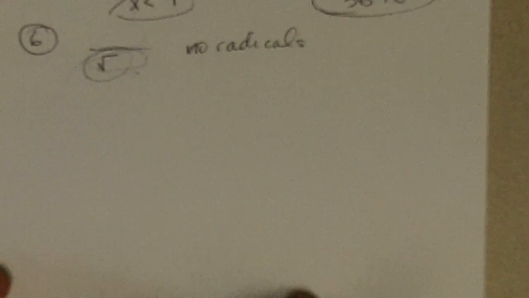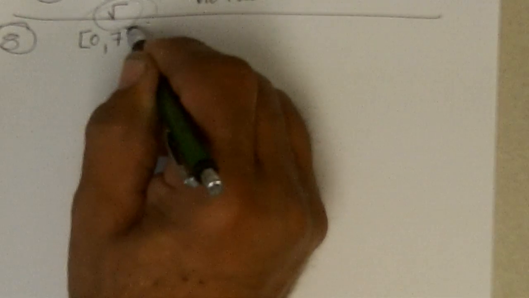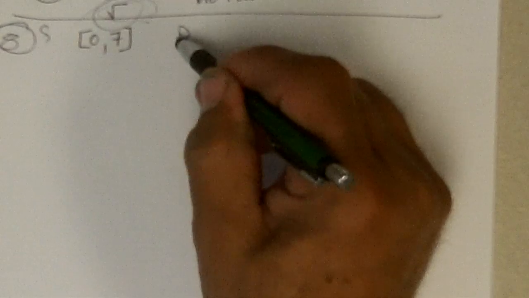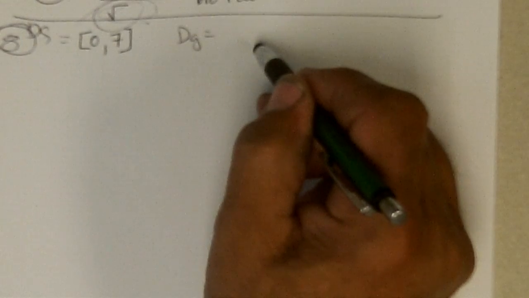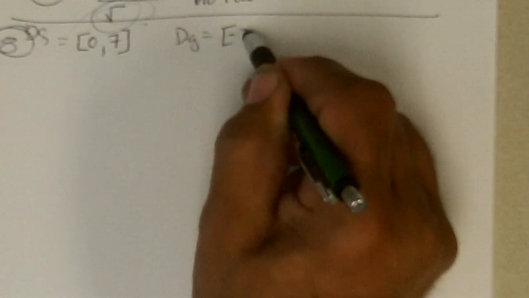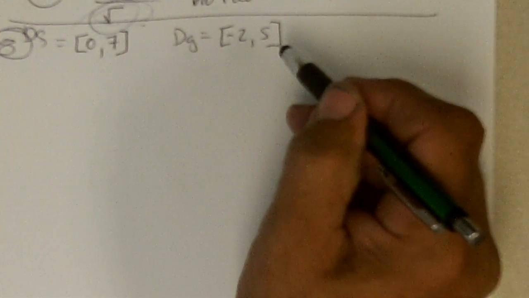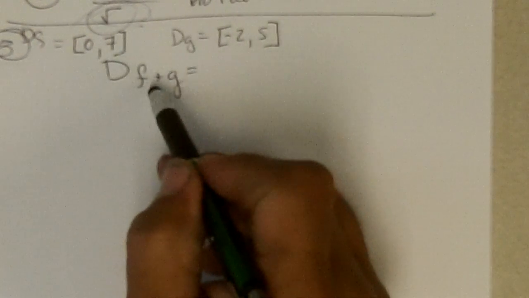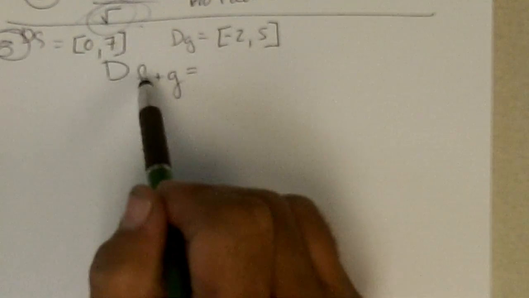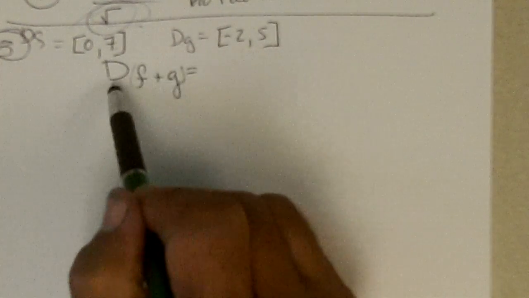Okay, now we got 8. 8's out of that section, so we're going to see some other kinds of questions here. 8 says, if the domain of f is all real numbers on the interval 0 to 7, including 0 and 7, and the domain of g is from -2 to 5, including -2 and 5, then the domain of f plus g would have to be something that we could put into both f and g. What can go into both of these?